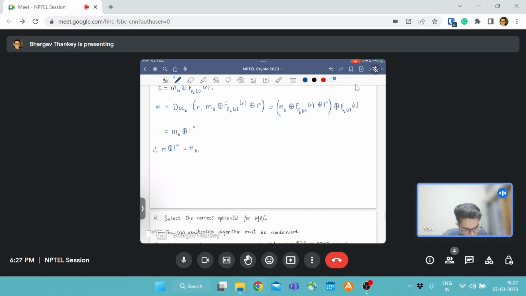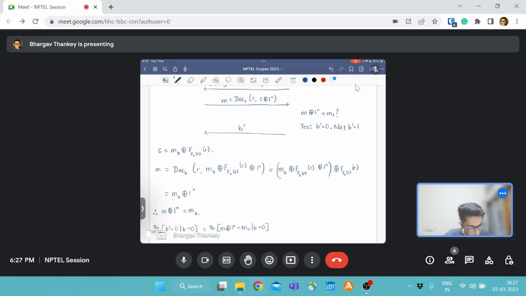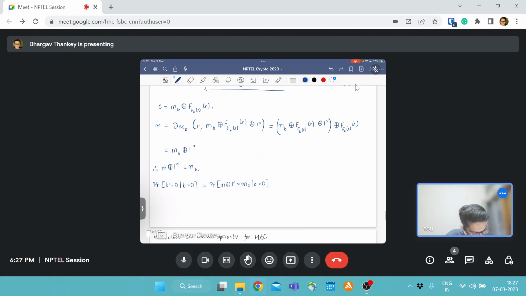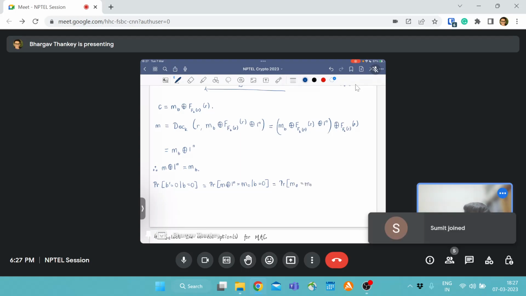Okay, so now that we have this, we can easily analyze the success probability. What's the probability that B prime is equal to 0 given B equals 0? This is the same as the probability that M XOR 1 to the n is equal to M0 given B is equal to 0. And this is exactly the check we are performing, right? Because B is 0, MB is M0, so M XOR 1 to the n equals M0 given B equals 0, which is just 1.